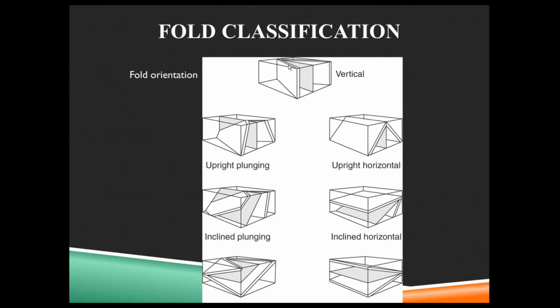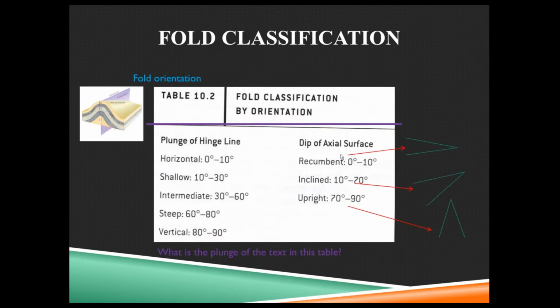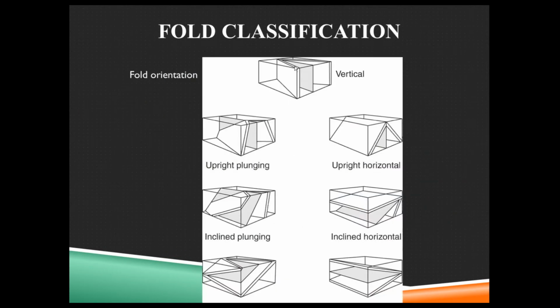And, for example, a vertical fold or a vertical axial surface. So this is vertical for the plunge. On the ground we see a big V because the two limbs are exposed from erosion and the hinge is off to the side and the plunge is vertical.